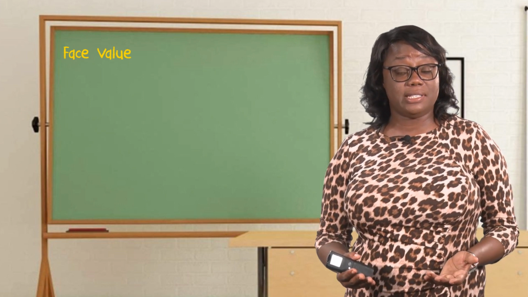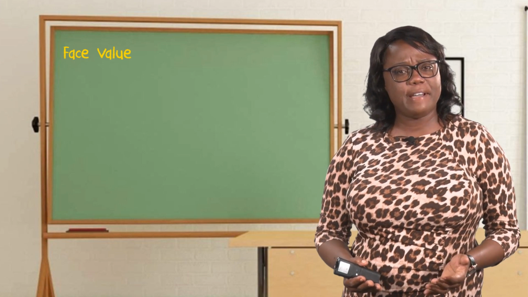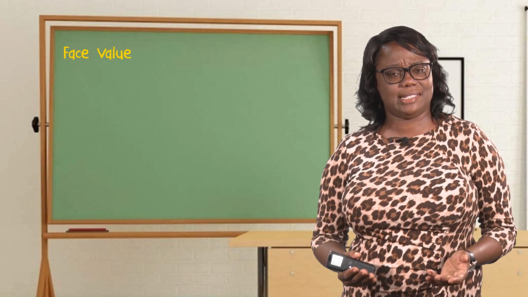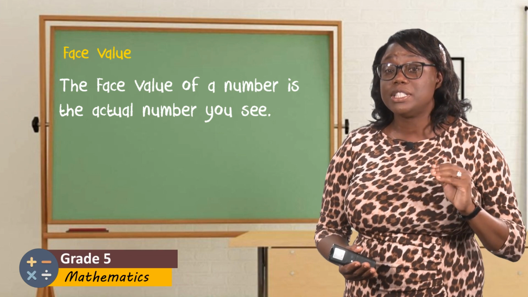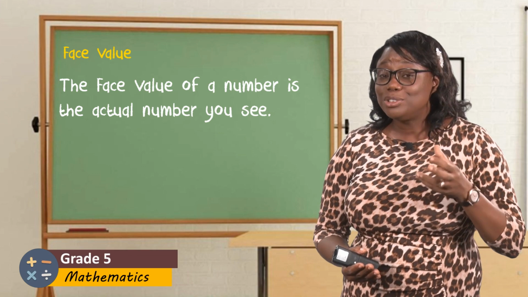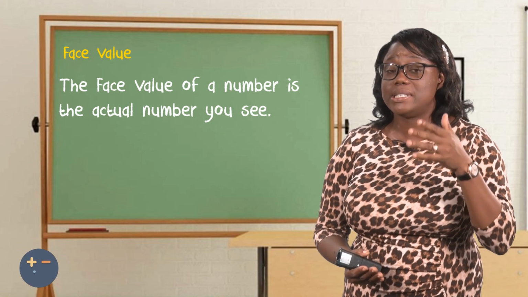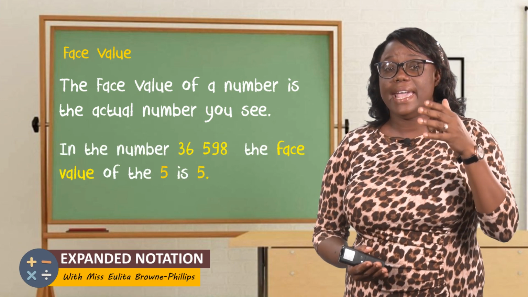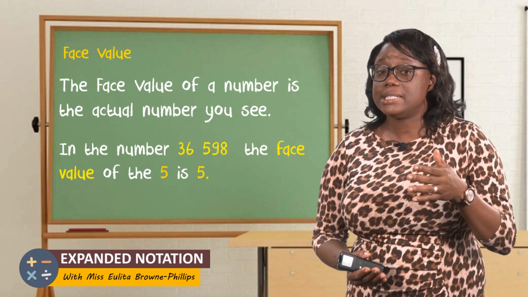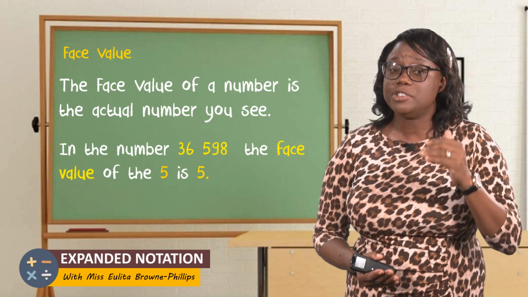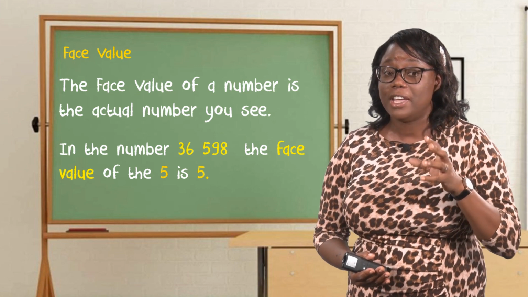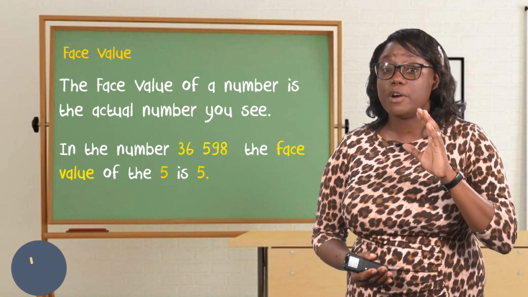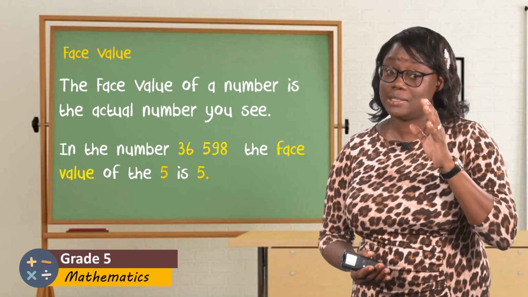What is the face value of a number? Think about the word face. The face value of a number is what you see, the actual number that you see. In the number 36,598, the face value of the 5 is 5 because that is what you are seeing.